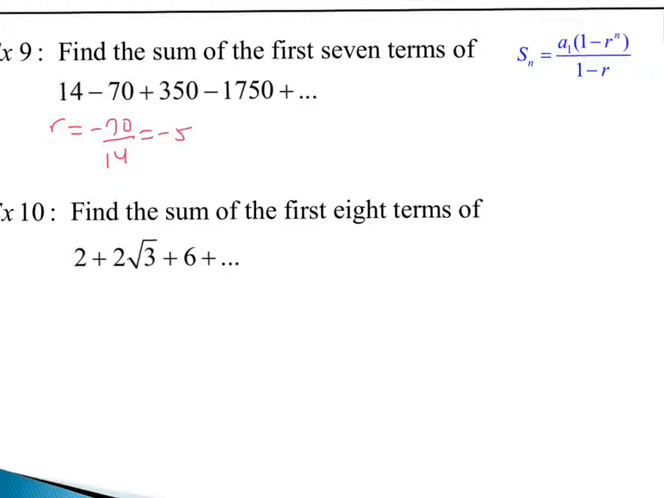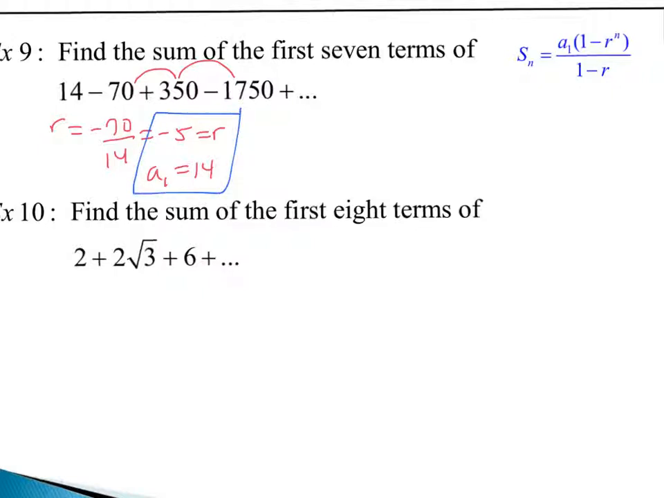we get that our r value is equal to -5. And then once we get our r value, we check to see if that same r value will work for all terms. And in fact it does. To move from one term to the next, we continuously multiply by -5. So I now have that a1 is equal to 14 and r is equal to -5.